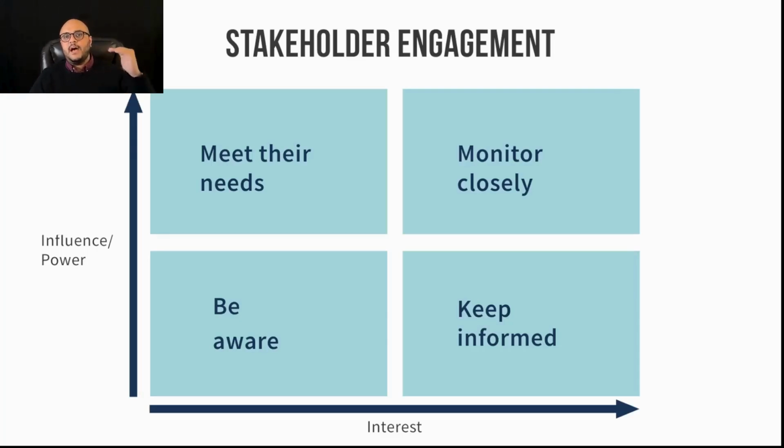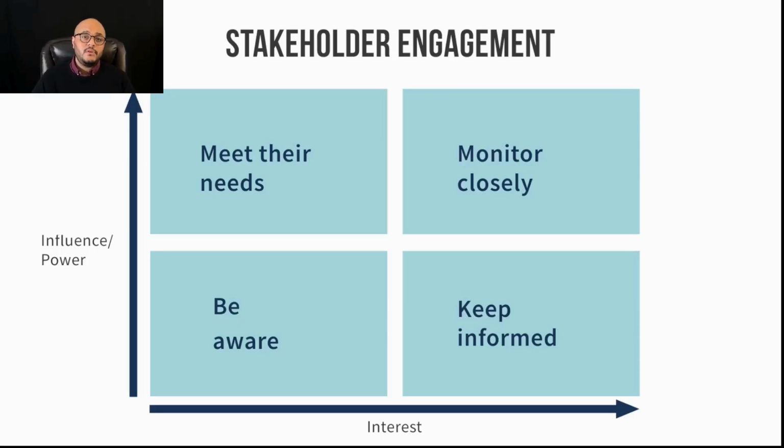Someone who has high power but low interest on the project, I'm just going to make sure that their needs are met. On the opposite end, someone who has high interest but low power, I'm just going to keep them informed, right? I don't need to really go above and beyond with their needs here. They're just interested, but they don't have high power. So I'm just going to keep them informed. And finally, someone who has low power and low interest, I'm just going to be aware of them, maybe include them on some communication, but just be aware of them.